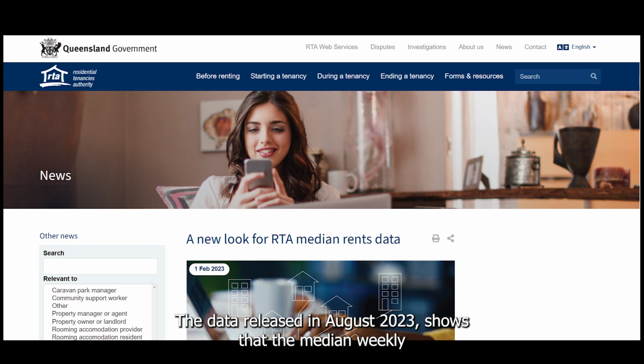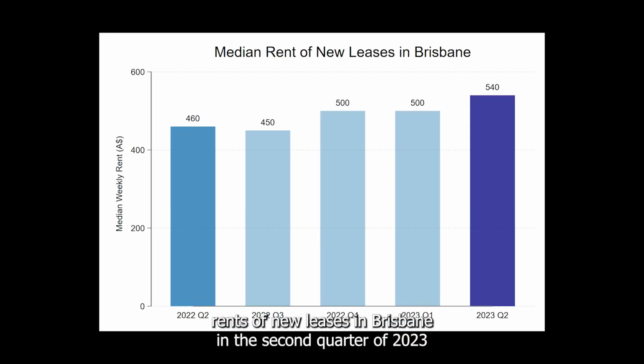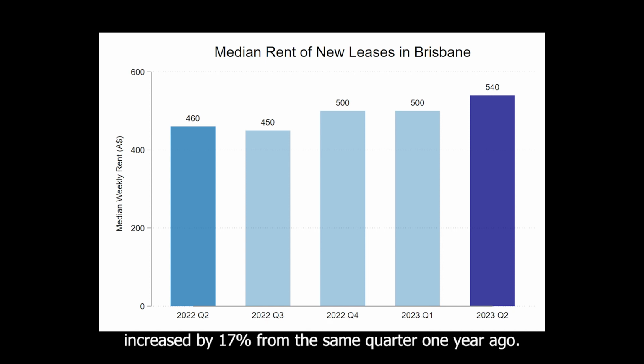The data released in August 2023 shows that the median weekly rents of new leases in Brisbane in the second quarter of 2023 increased by 17% from the same quarter 1 year ago. In the quarter ending in June 2022, the median rent in the Brisbane local government area was $460 per week. In the same second quarter in 2023, the median rent of all dwellings increased to $540.